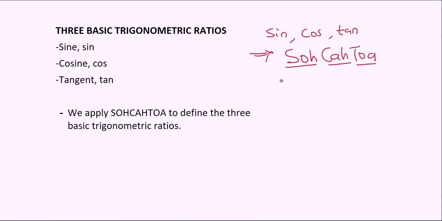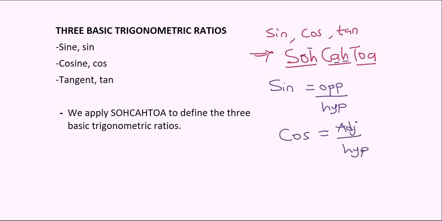For the first one, which is sine of any angle, what does it give us? Opposite over hypotenuse. So I'm just taking the short form. Now this is opposite over hypotenuse, and then the cos of any angle is what? Adjacent over hypotenuse. Cos is adjacent over hypotenuse, and tan is opposite over adjacent. Opposite over adjacent. So let's go ahead and make more sense out of this.